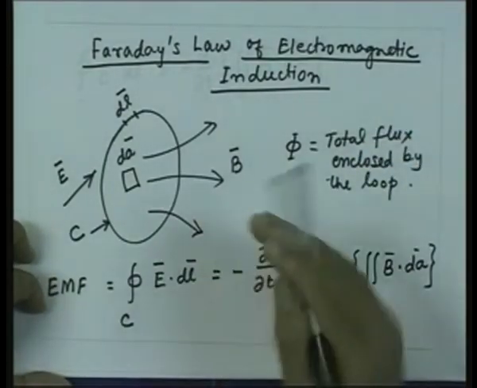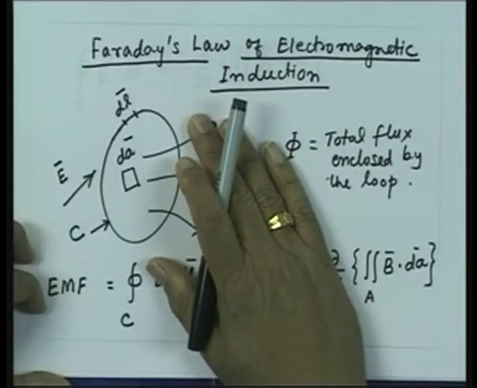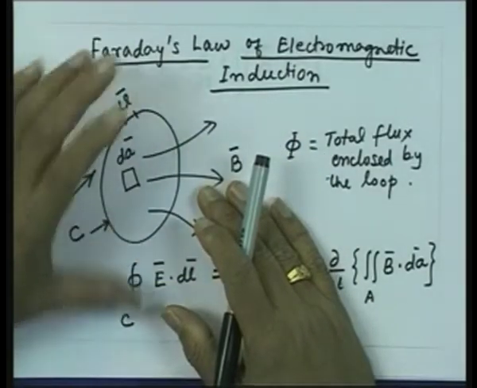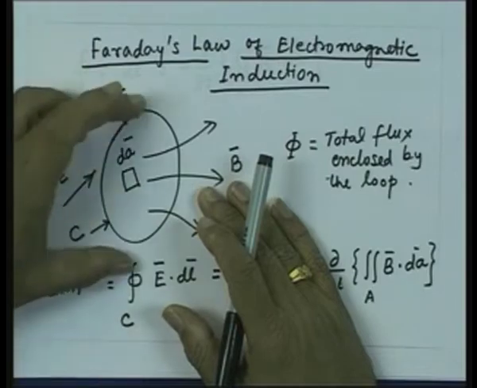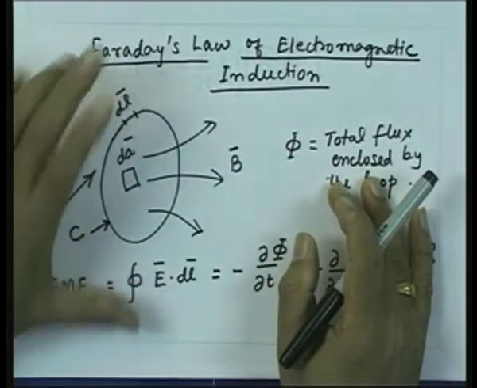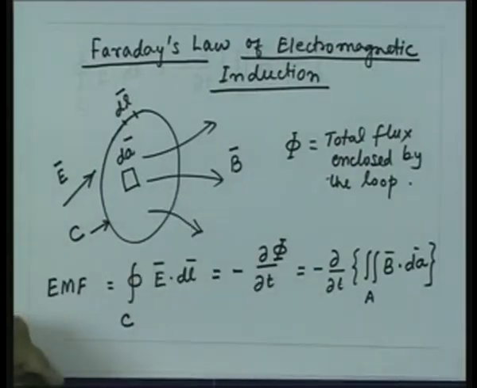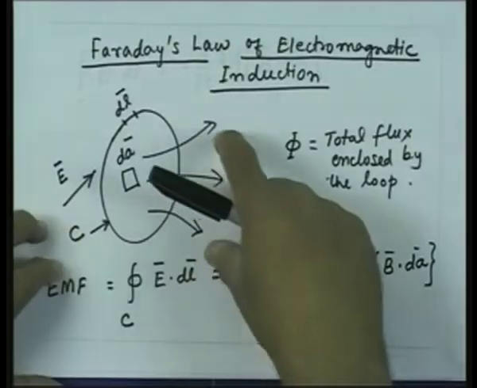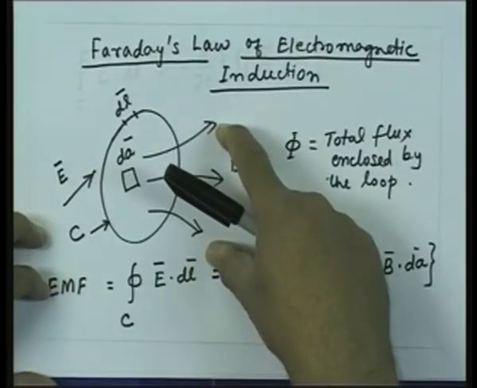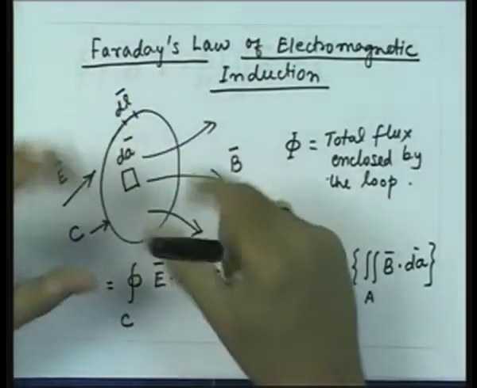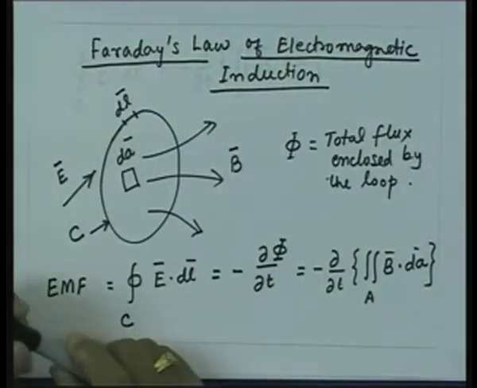The other possibility is that B remains the same, but the area of the loop changes as a function of time, and because of that the flux enclosed by this loop changes as a function of time, and again I have the EMF produced. Or I can have a combination of both, that the magnetic flux density might change as a function of time, and at the same time the loop size also might change as a function of time.